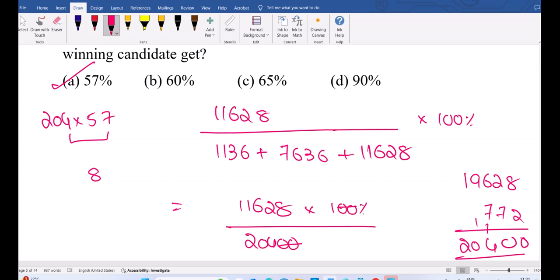So I'll do cancellation exactly. It will take time in exam. We need to be a bit smart enough to save the time in exam.